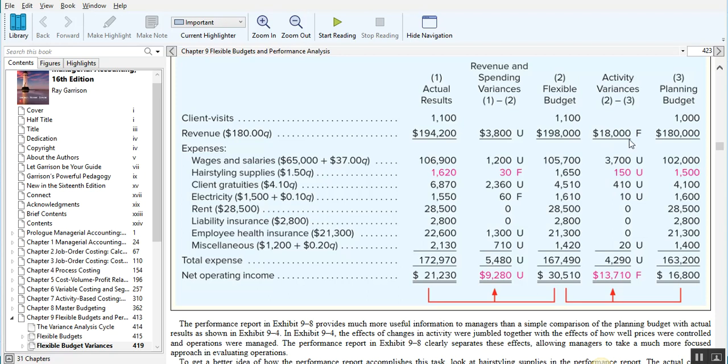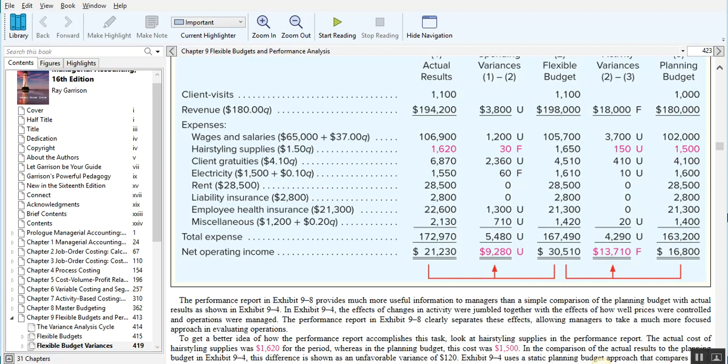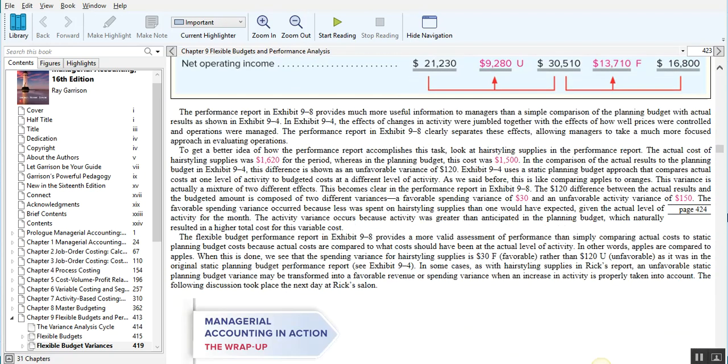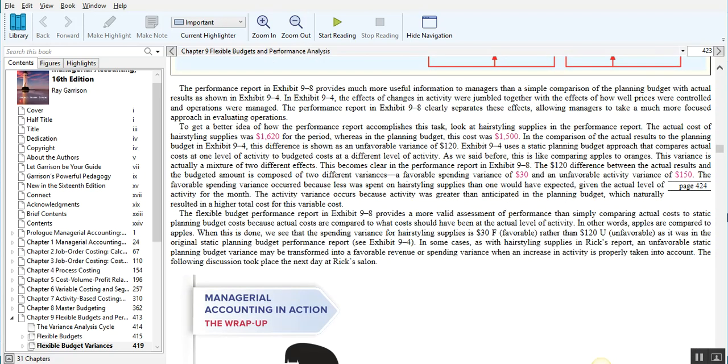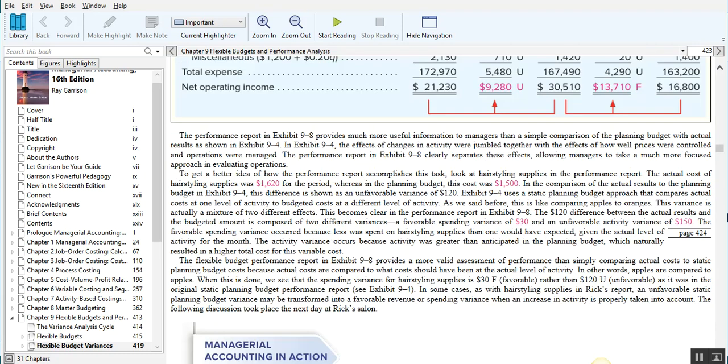So what you see here is that this variance between actual results and the planning budget boiled down to an $18,000 favorable variance on activity, but a $3,800 unfavorable variance on spending and revenue. That difference makes up what you see when you compare the budget to the actual results. This makes a lot more sense in managerial accounting because you're trying to isolate the problem and figure out, okay, how do I fix this?